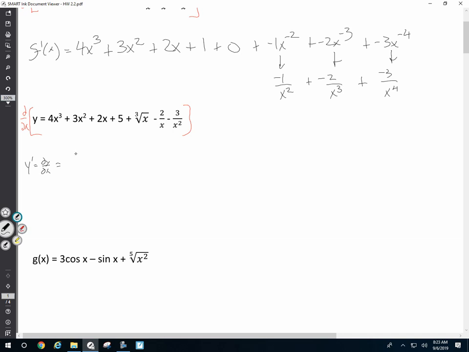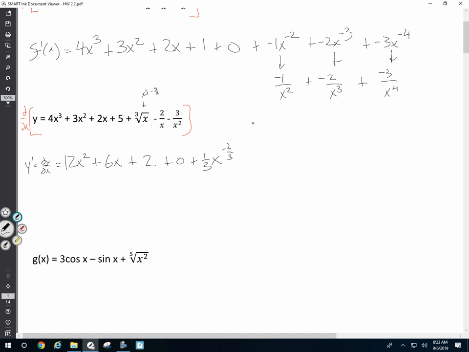Here we go. Bring the 3 down, subtract 1. Bring the 2 down, multiply by the 3, subtract 1. Derivative of 2x is just 2. The derivative of 5 is 0. This is x to the 1/3. Bring the 1/3 down. Subtract 1 from 1/3, negative 2/3. Remember, you're subtracting 1. That's like subtracting 3/3.